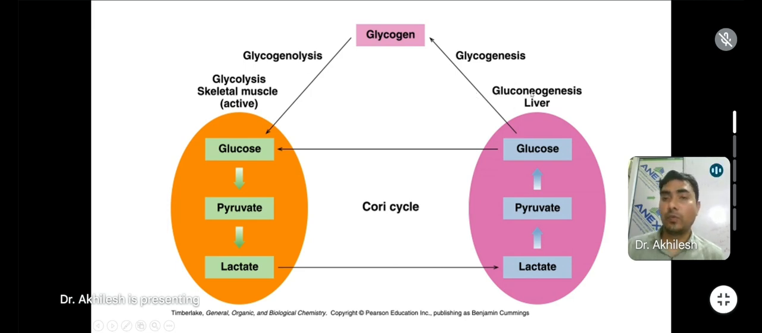Gluconeogenesis, again, we can break down the word: gluco means carbohydrate, neo means new, and genesis means formation. So new glucose formation from non-carbohydrate sources is called gluconeogenesis. So this is how a single cell tries to survive by these pathways: normal glycolysis, then glycogenesis, then glycogenolysis, then gluconeogenesis, and then the Cori cycle. So this is how a normal cell behaves.